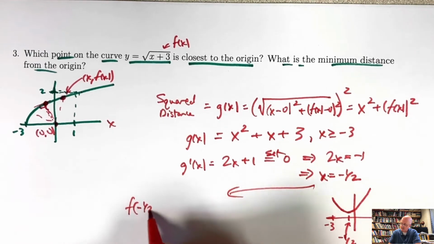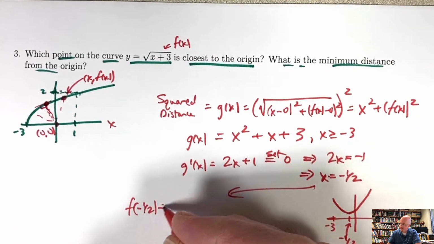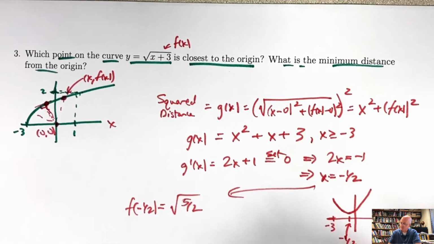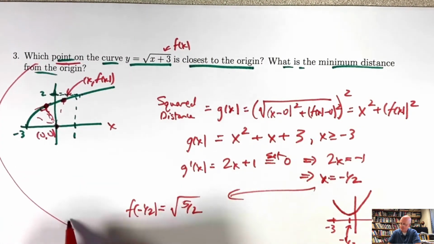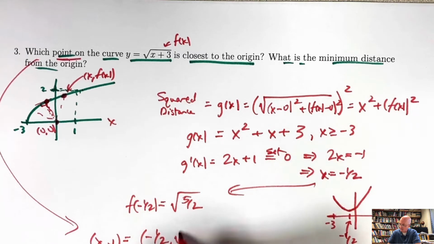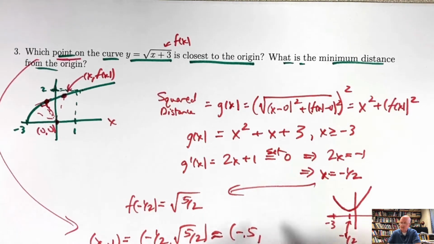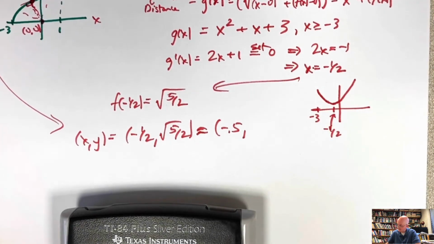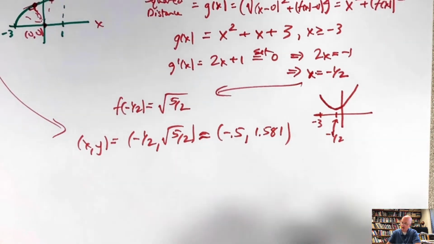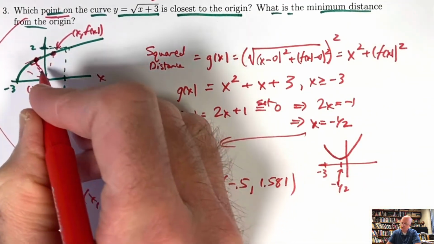F of negative 1/2 is the y-coordinate of the point. Plug in negative 1/2 here. Negative 1/2 plus 3 is 2.5 or 5/2. Square root of 5/2 is the y-coordinate that we're after. So the answer for which point is x comma y equals negative 1/2 comma square root of 5 over 2. That's approximately, well, negative 0.5 is the exact value of negative 1/2, but square root of 5/2, 2.5 to the 0.5 power, is approximately 1.581. That's your approximate point that I've drawn here that is closest to the origin, and you could check it.